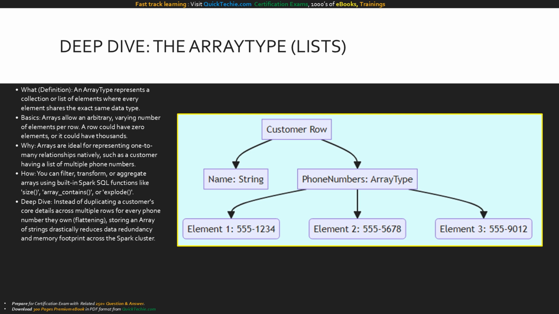This visual demonstrates the power of the array type. At the top, we have a single logical customer row.